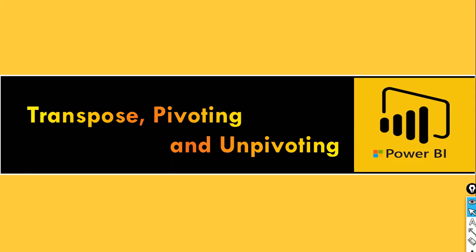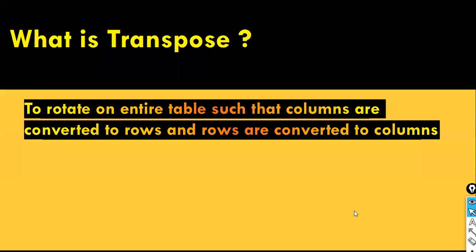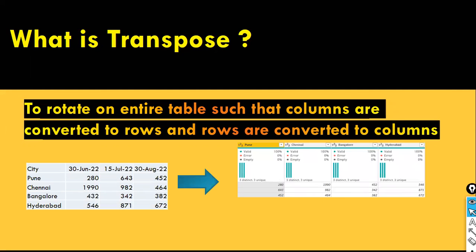If you want to rotate the table from rows to columns and columns to rows in one shot, instead of doing pivoting and unpivoting, you can use transpose. If you click on it once, it will rotate the table. For example, from rows to columns, it will convert. And if you want to convert back from columns to rows, you can use transpose, to rotate an entire table such that columns are converted to rows and rows are converted to columns. In that kind of situation, we'll be using transpose.